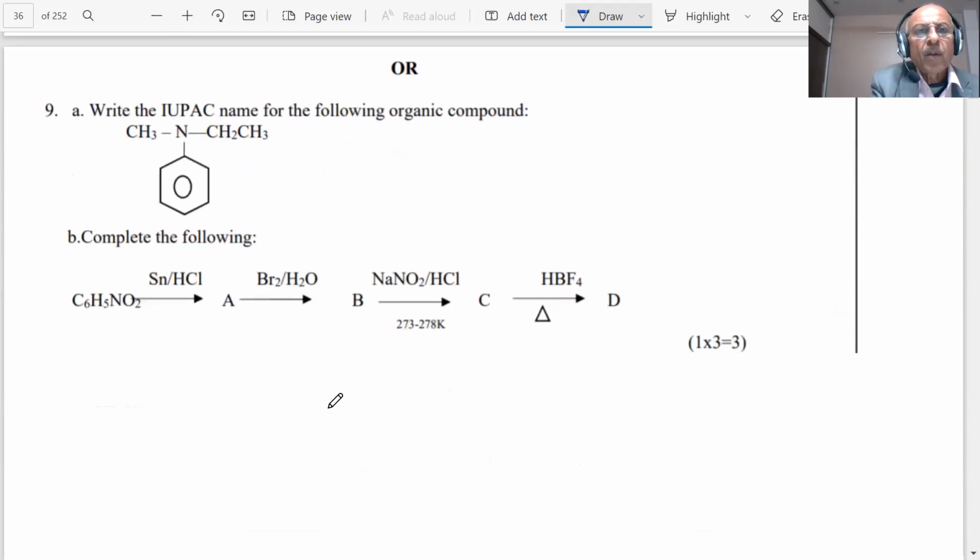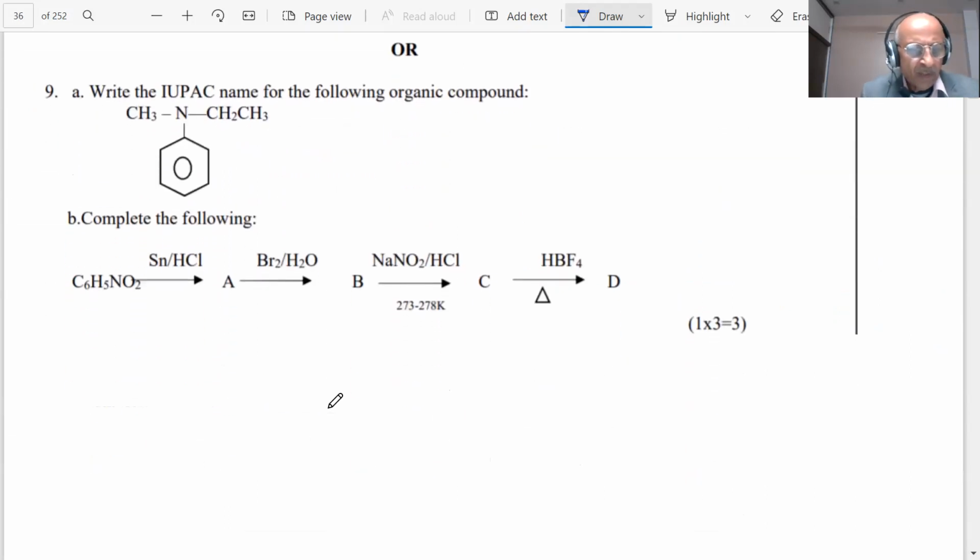All right. Next question is coming, student. What it says, student? You have to write the IUPAC name for the following compounds. This is aniline and ethyl, methyl. E comes first, so I can say this is N-ethyl, N-methyl aniline. We already know so well. Or benzene instead of aniline.